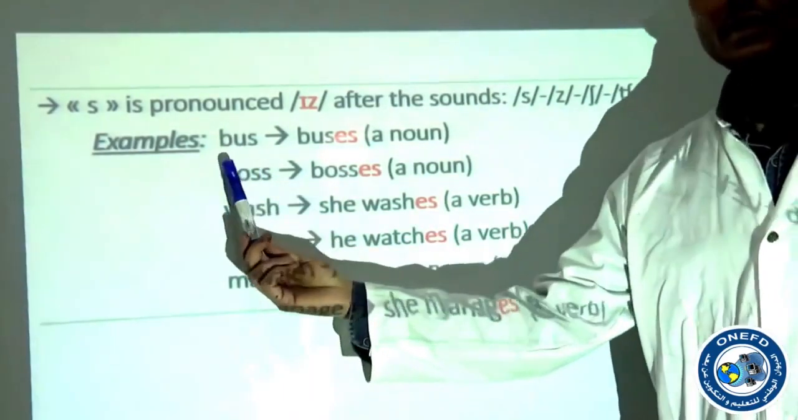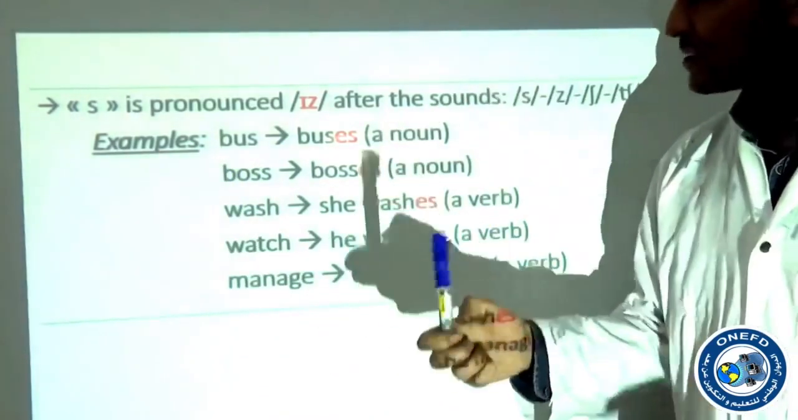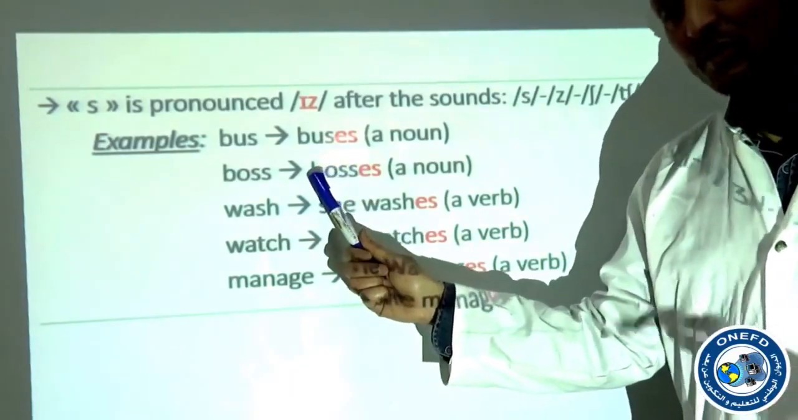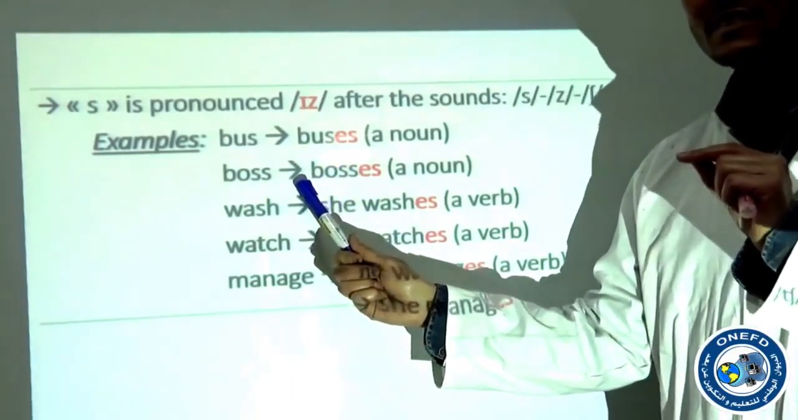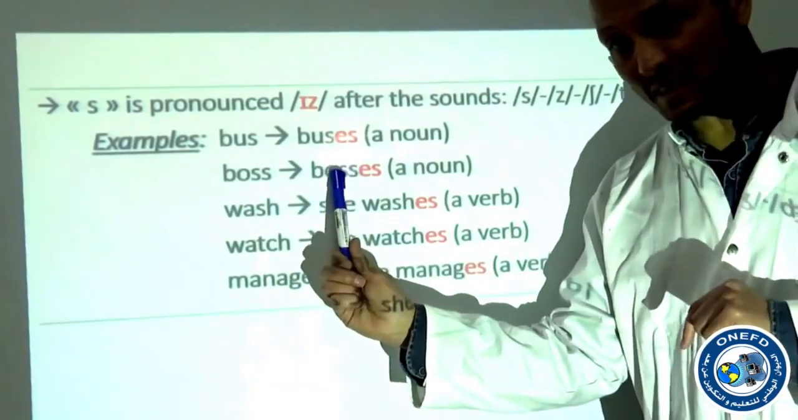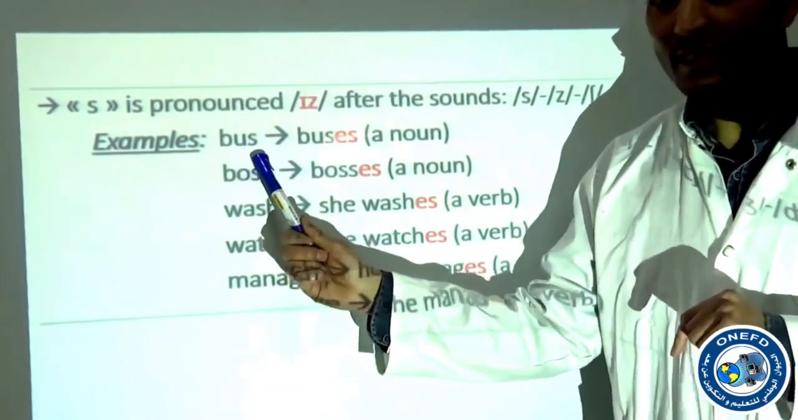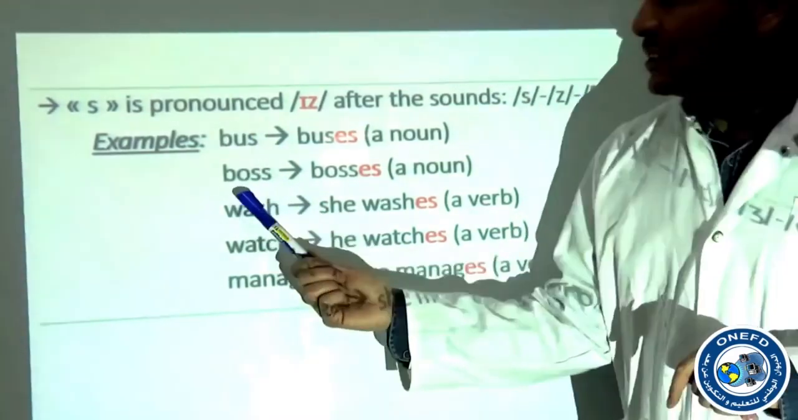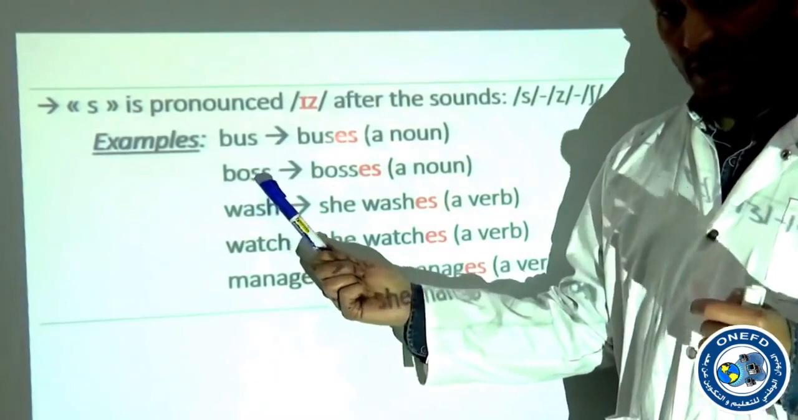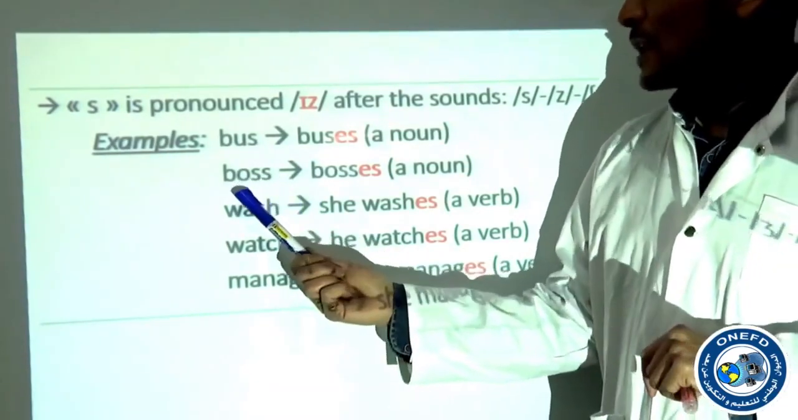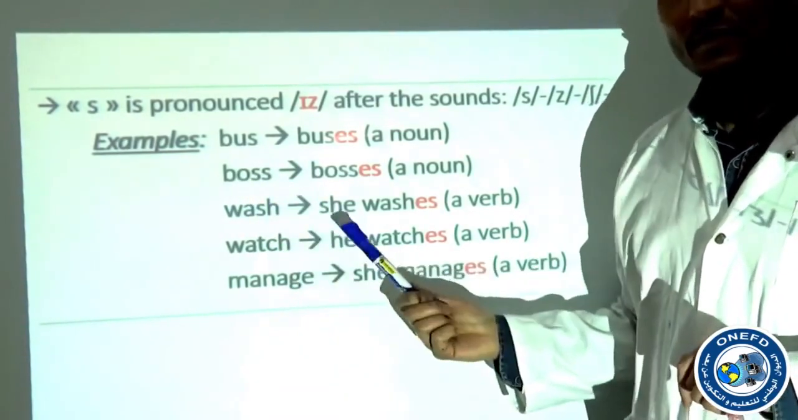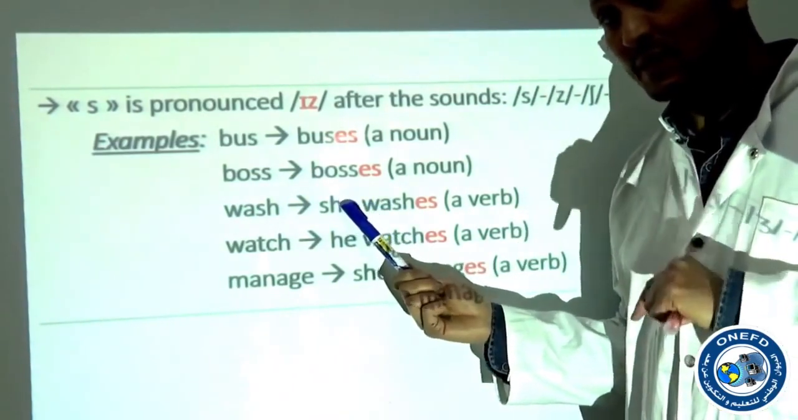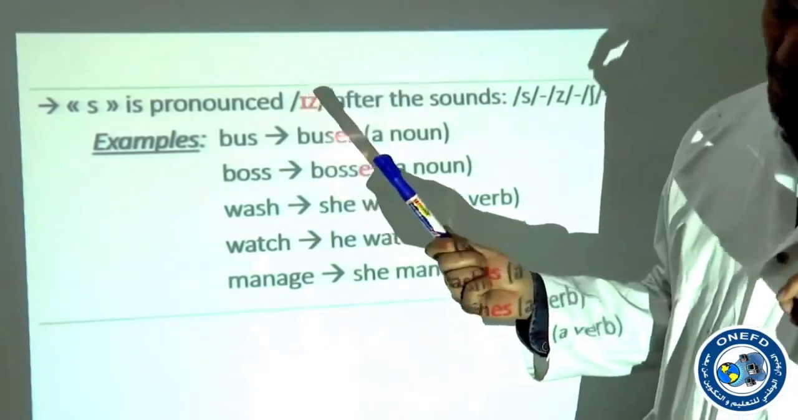Examples like the word bus, a bus. The plural of the word bus is buses. We don't say bus-s, no, we say buses. Why? Because the last sound is an S. It is the letter S, and the sound is S. Boss, it is a noun, of course. The plural of boss, we add es, and we say bosses.